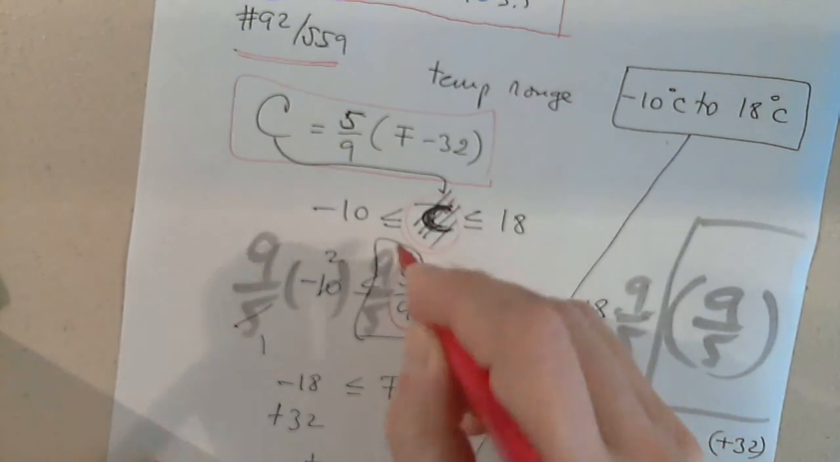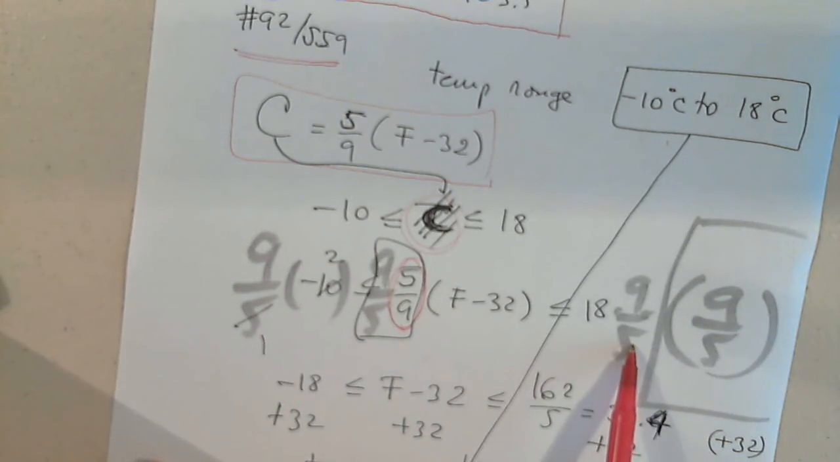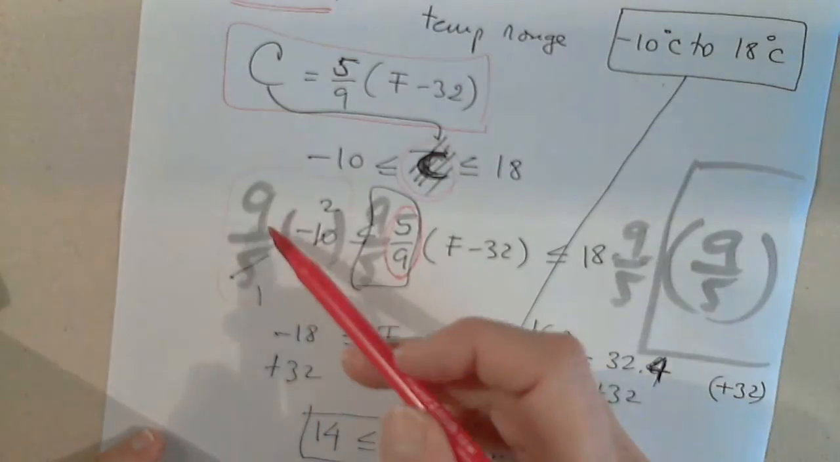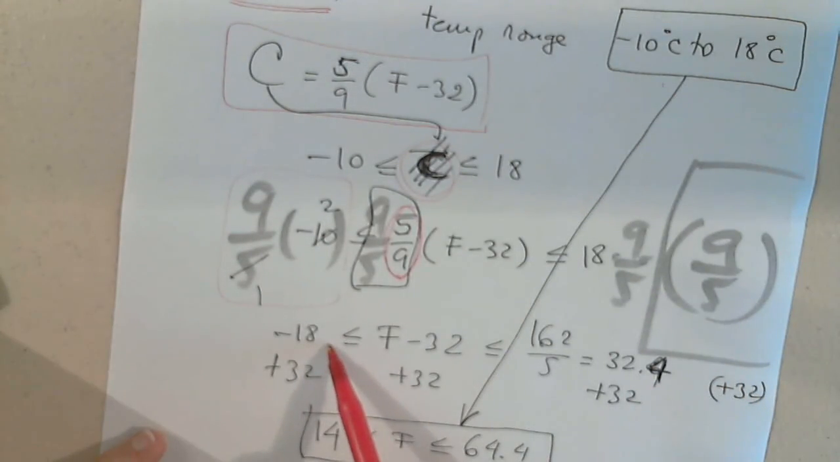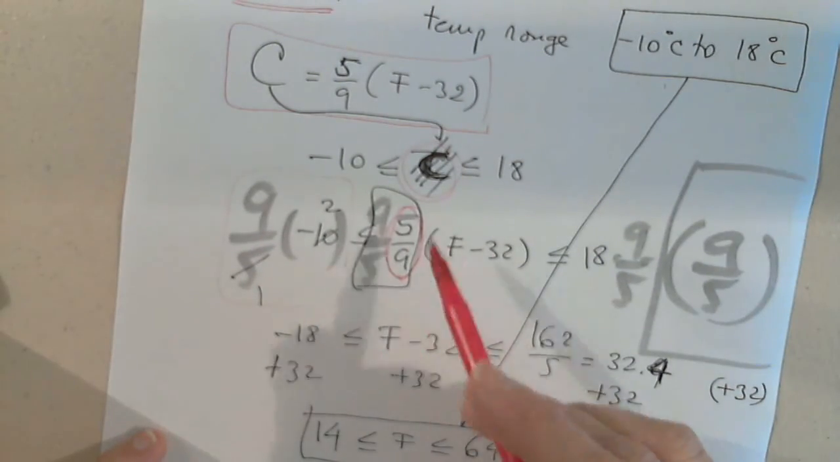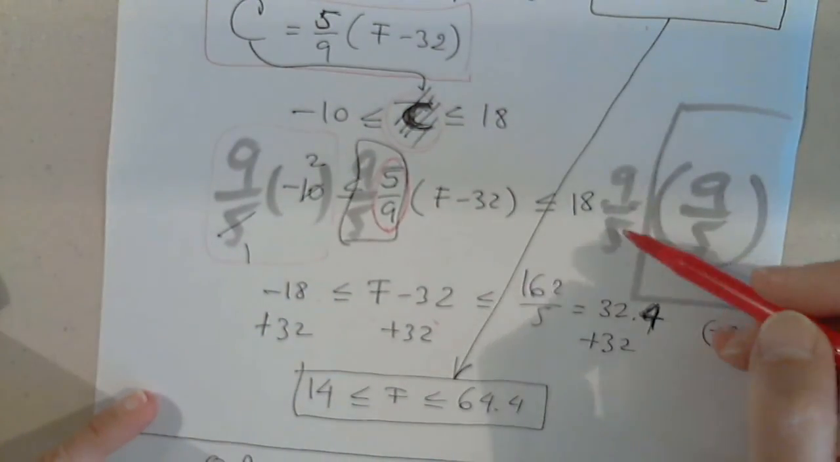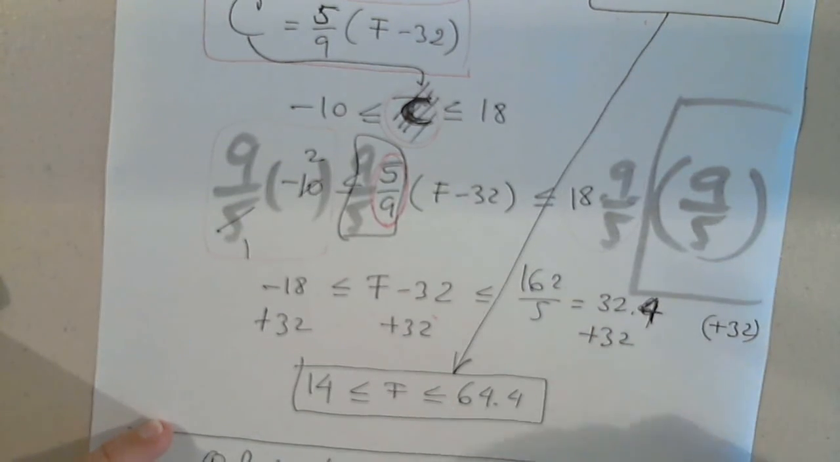We replace C by what is given to us, the formula 5/9 times the quantity F minus 32. We have to get rid of 5/9 first, and I multiply all three sides by 9/5. I perform the operations 9/5 times -10/1, and that gives us -18 by simplifying by 5. Here 5/9 disappears, so the middle part is only F minus 32. And then on the right hand side I multiply and I get 162/5.